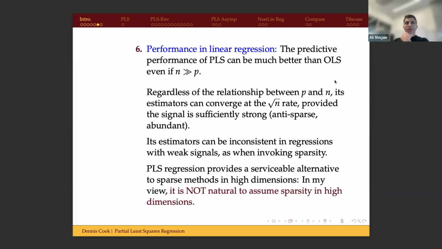Sorry, can I ask a clarifying question? Sure. Going to this comment about the root n convergence of the estimates, can you please elaborate on what the estimates mean in this case?